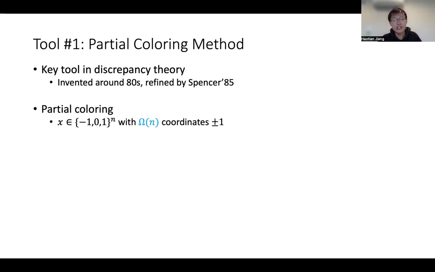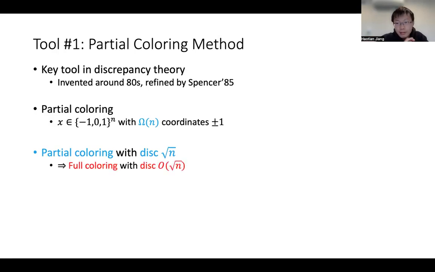So this is a relaxation notion of a coloring where you allow some coordinates to stay at 0. But at least a constant fraction of the coordinates must reach plus or minus 1. The point of a partial coloring is that if you can find a partial coloring with discrepancy root n for the setting that we considered, then you can get a full coloring with discrepancy at most a constant times root n.